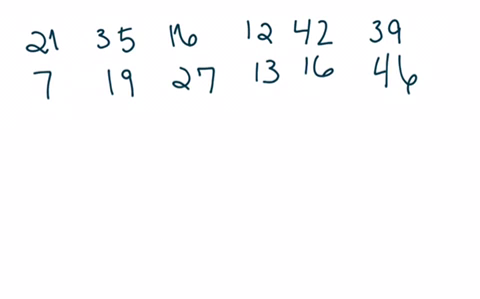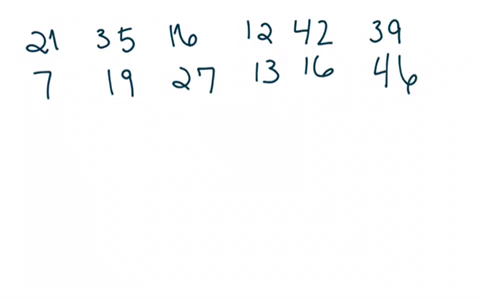This is just a random set of data. Let's just say that I walked into a Starbucks and I asked for every person's age in Starbucks. So somebody was 21, somebody was 35, and so on. I want to do a histogram of all this data. The first thing I have to do is write a frequency table using intervals.